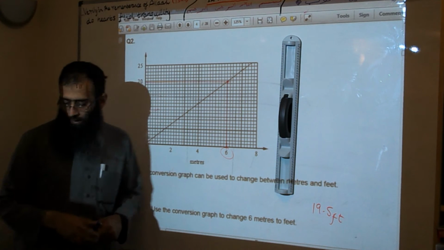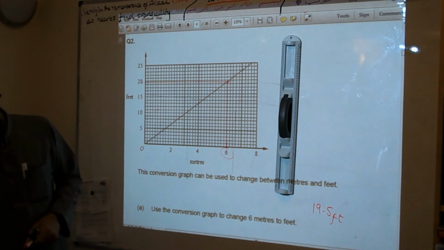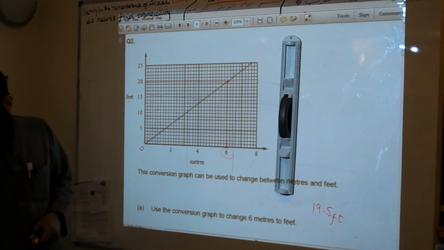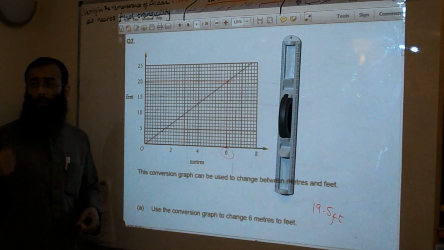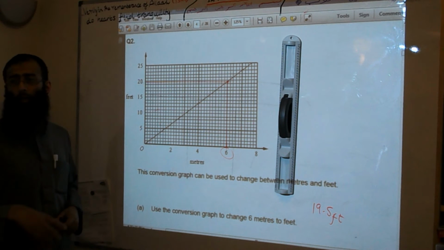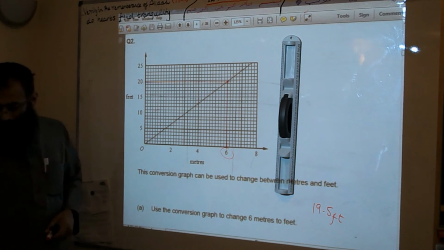19 is fine as well. The mark scheme allows you any answer between 19 and even 21. Anything between 19 and 21 is acceptable according to the mark scheme. Okay, ladies, right, next question.